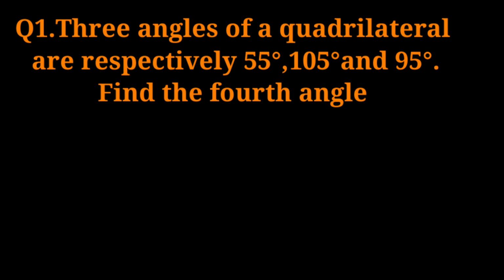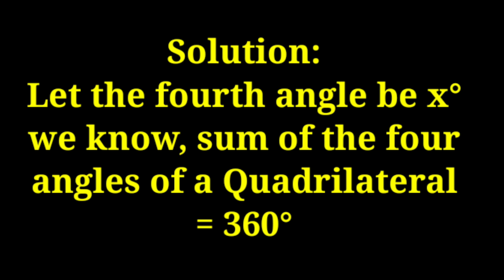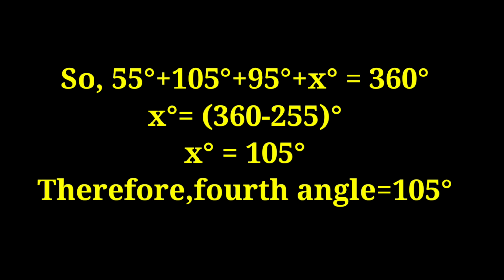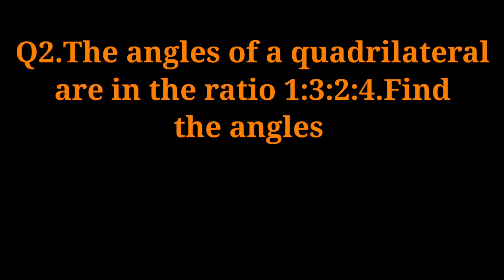Here is one sum based on quadrilaterals. Three angles of a quadrilateral are respectively 55 degrees, 105 degrees and 95 degrees. Let the fourth angle be x. We know the sum of the four angles of a quadrilateral is equal to 360 degrees. So 55 degrees plus 105 degrees plus 95 degrees plus x degrees, the unknown fourth angle we have taken as x, equals 360 degrees. So when we calculate x, we just do 360 minus 255, so we got x equals 105. So the fourth angle is 105.